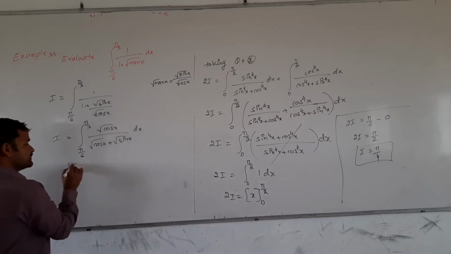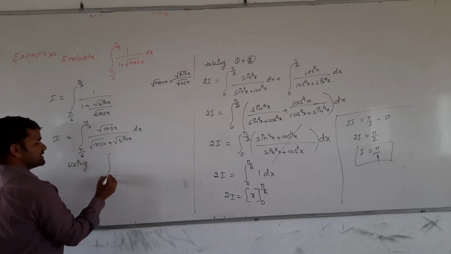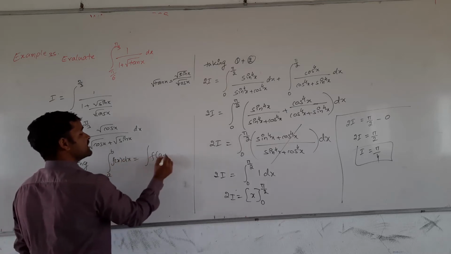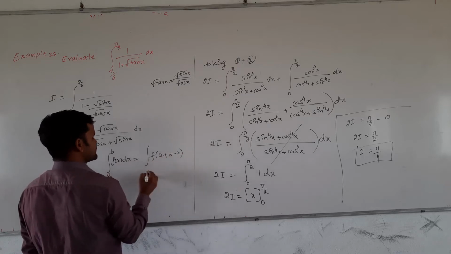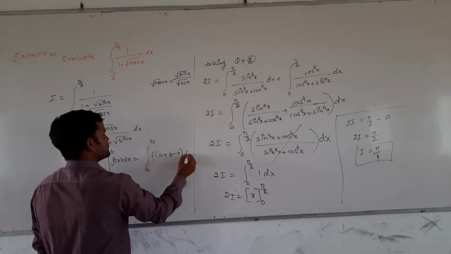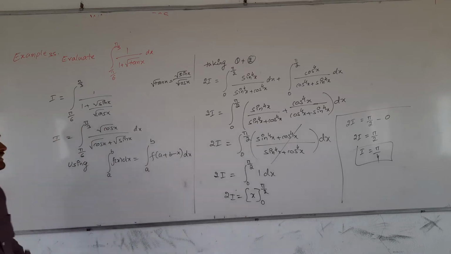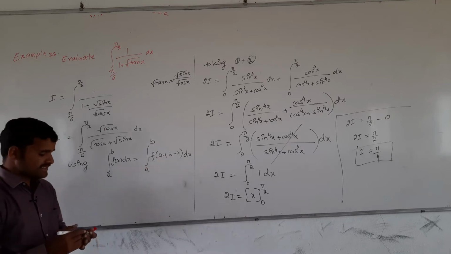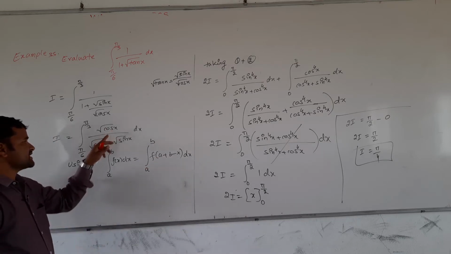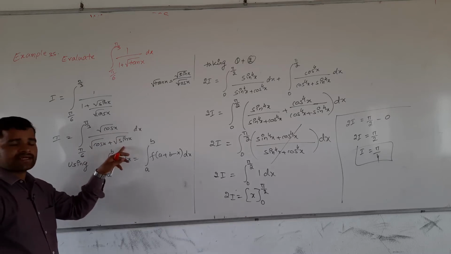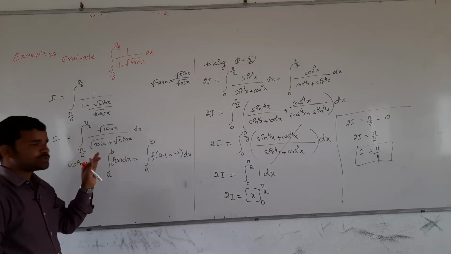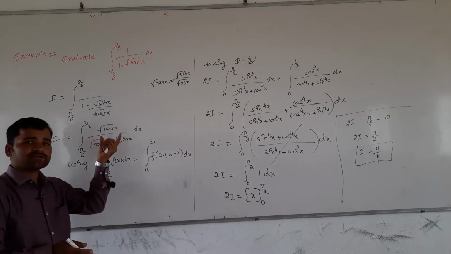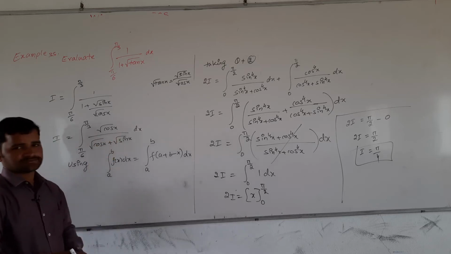Now you use the property, that is property P3: integrating from a to b f of x into dx is equal to integration of f of a plus b minus x from a to b. 30 degree plus 60 degree, 90 degree, this become 90 minus x, means cos of 90 minus x is sin x, here sin x, here cos x. This integral will be same in both the cases. Adding equation 1 and equation 2, the numerator becomes same as the denominator, that cancels out.